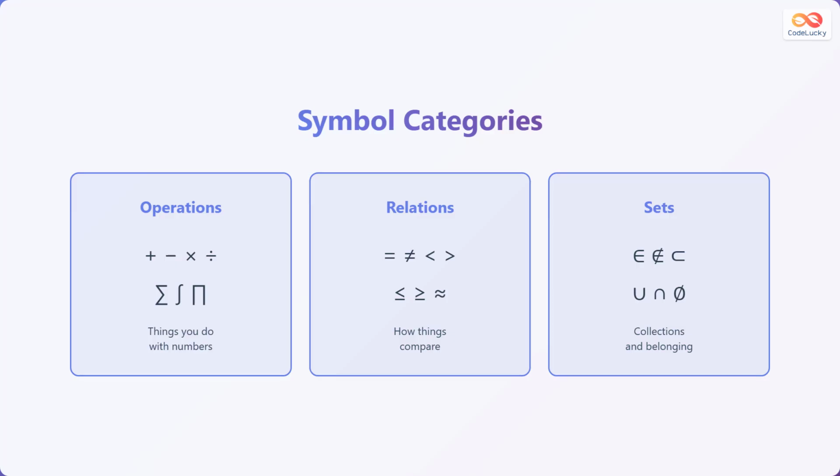Mathematical symbols can be grouped into categories based on their function. First, we have operations like plus, minus, multiplication, division, summation, integration, and product. These symbols represent actions you perform with numbers. Next, there are relations such as equals, not equals, greater than, less than or equal to, greater than or equal to, and approximately equal to. These symbols show how different values or expressions compare. Finally, there are sets, which include symbols like element of, not an element of, subset of, union, intersection, and the empty set. These symbols deal with collections of objects and their relationships.